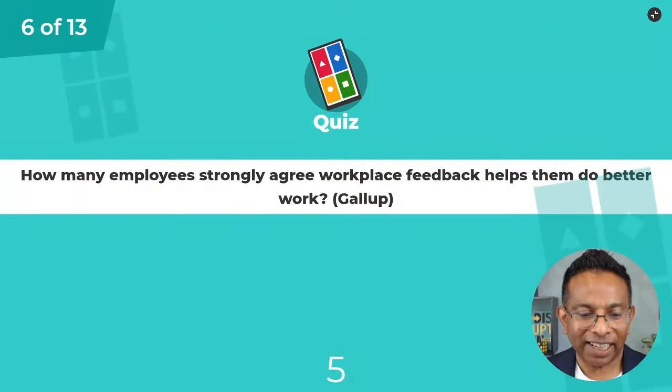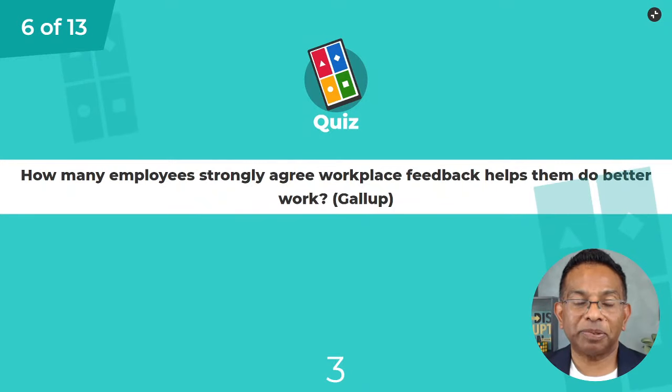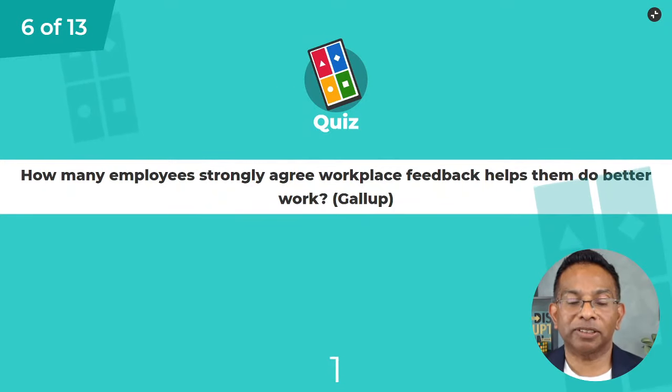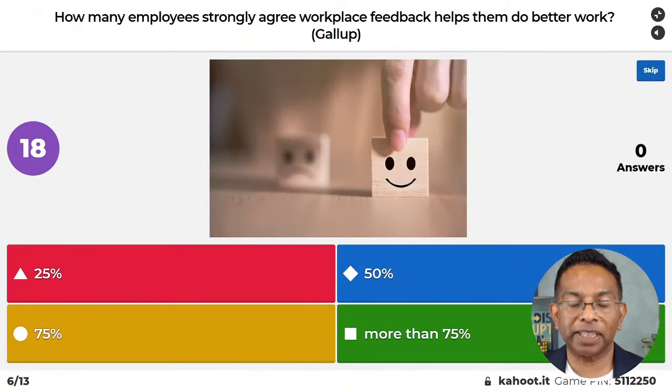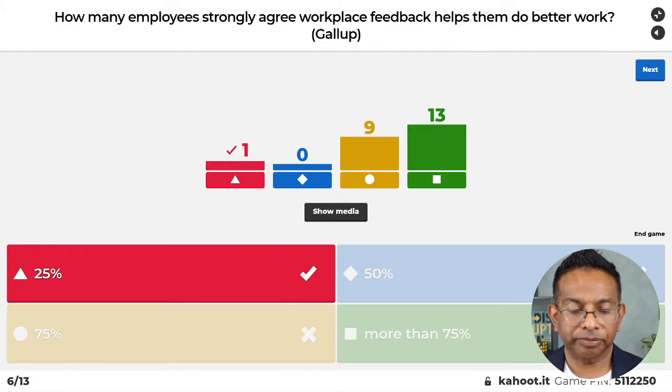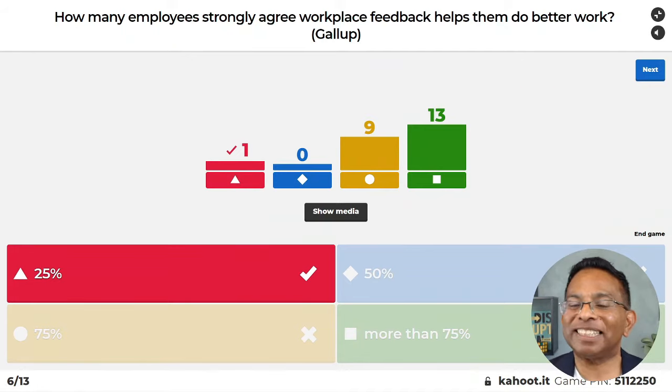Okay, so this is a Gallup research. How many employees strongly agree that workplace feedback helps them do better work? So this is the only one that is kind of a trick question.